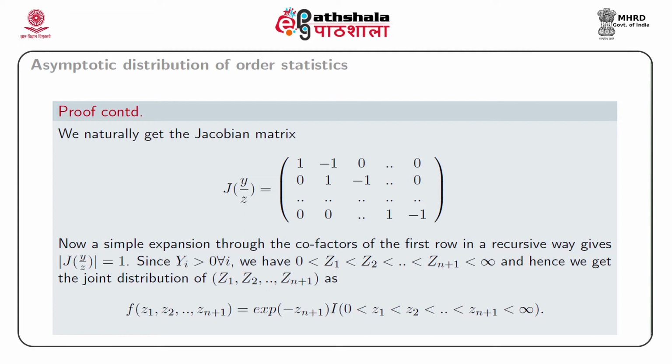Since Y_i are all positive, we have the relation 0 less than Z1 less than Z2 less than up to Z_{n plus 1}, and hence we get the joint distribution of Z1, Z2, up to Z_{n plus 1} as e to the power minus Z_{n plus 1}, where the range of the variables is given as 0 less than Z1 less than Z2 less than up to Z_{n plus 1} less than infinity.